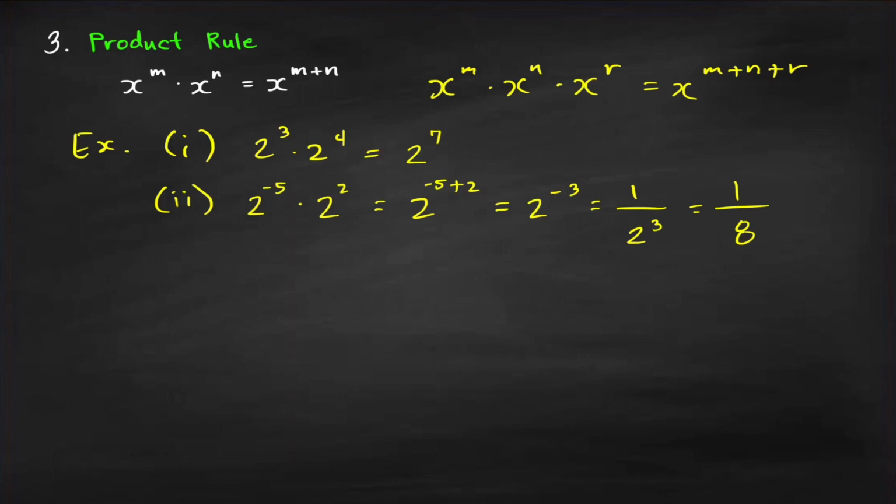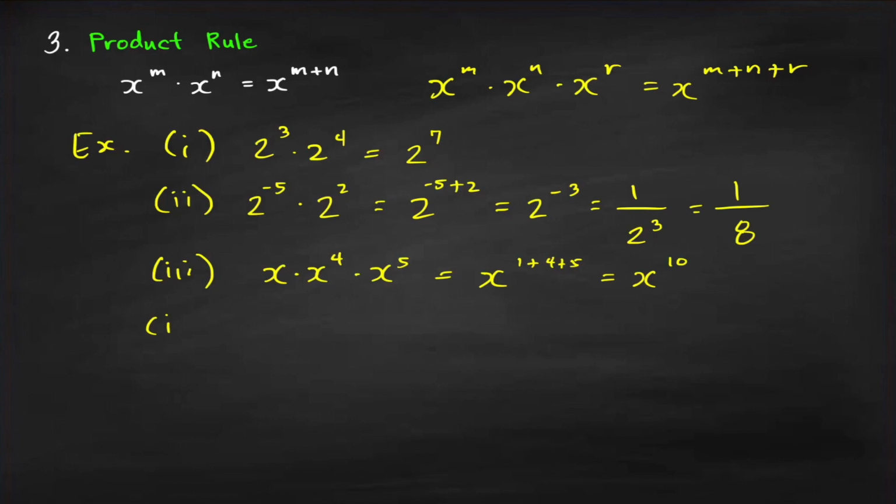And next, if you have, let's say, x times x raised to 4 times x raised to 5. In this first factor, we don't see any powers. If you don't see any power, this means that the power is equal to 1. If the power is 1, we don't usually write the power 1. So this is equal to x. We add all the powers, 1 plus 4 plus 5. So this is equal to x to the 10.